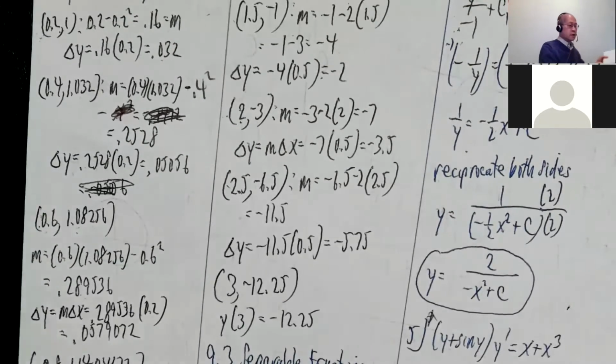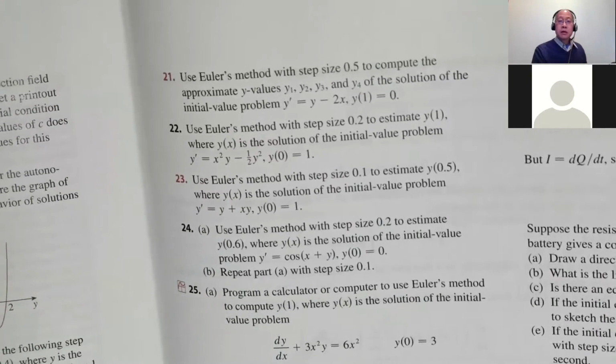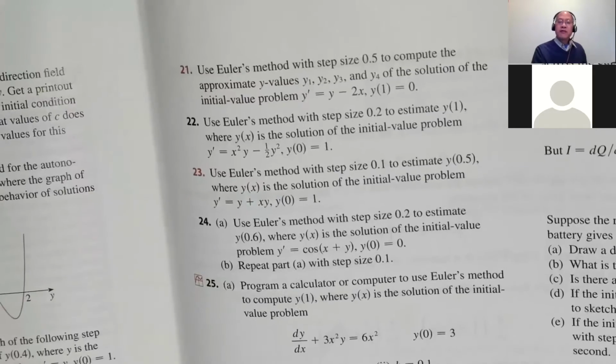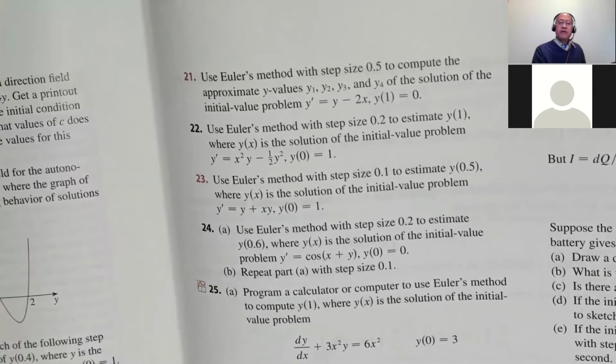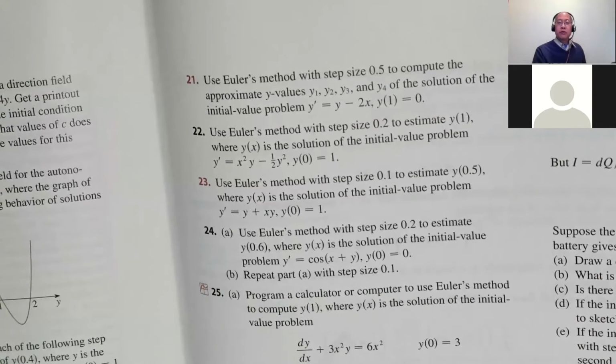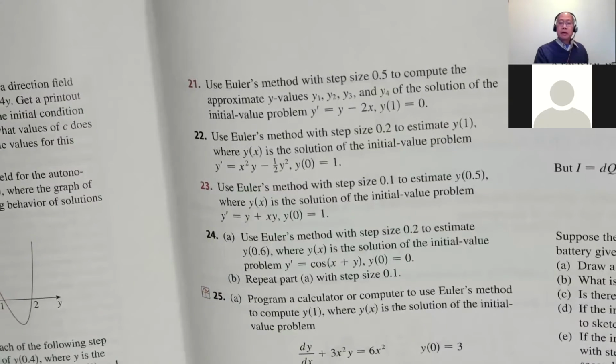Let me just show you the wording. Okay, step size is 0.5. Okay, they give you the differential equation. Find y1, y2, y3, y4. So it looks like it's a different kind of problem, but it's still the same problem.